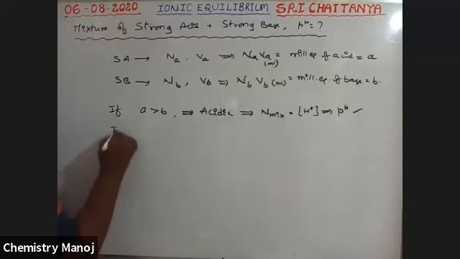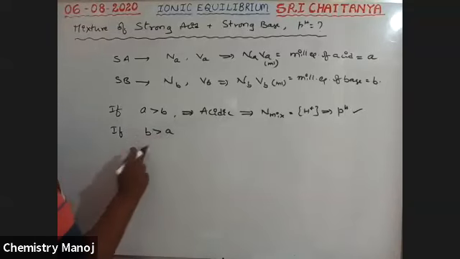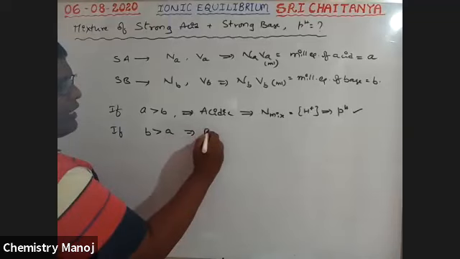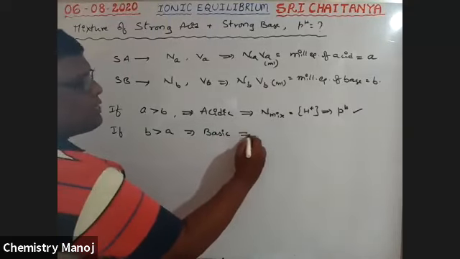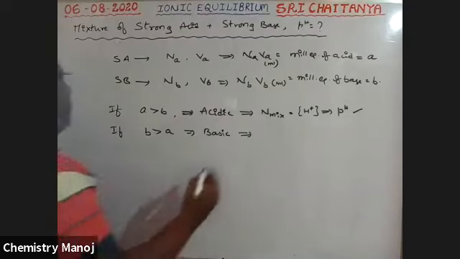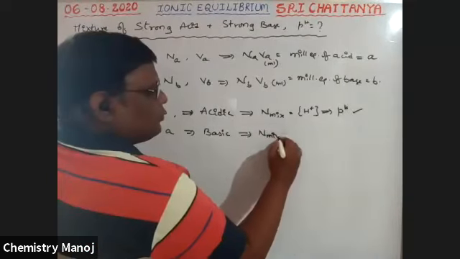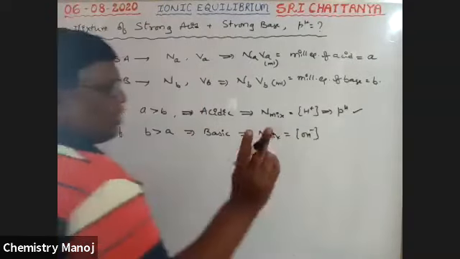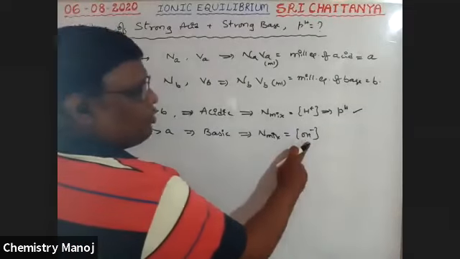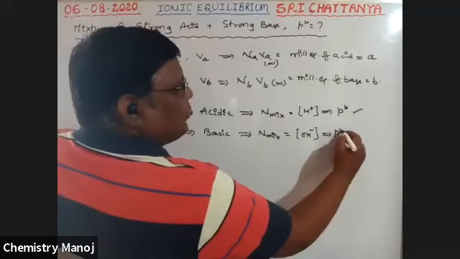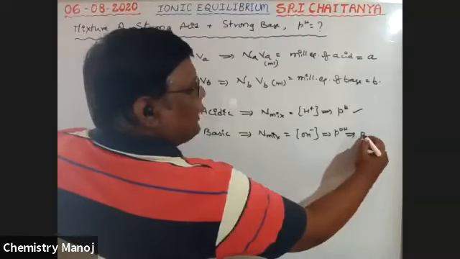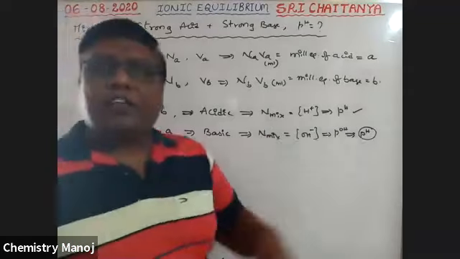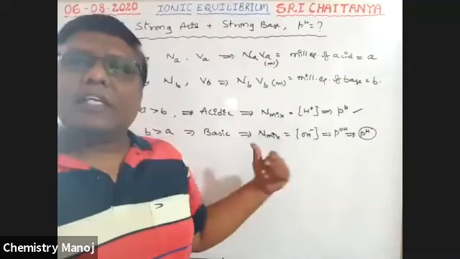For example, if B is greater than A, that is milli equivalents of base greater than milli equivalents of acid, the final solution is basic in nature, because base milli equivalents are more. Now, normality mixed is equal to concentration of OH minus ions, my dear boys, not H plus, because it is basic. First of all, you should calculate pOH, then convert it into pH. So, this is in case of base condition.